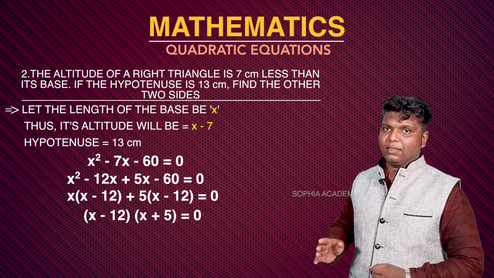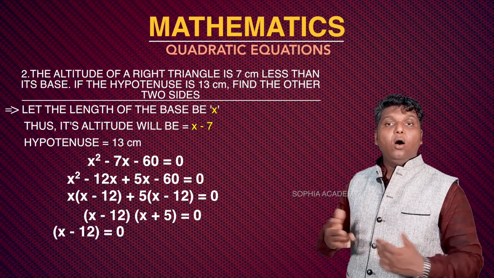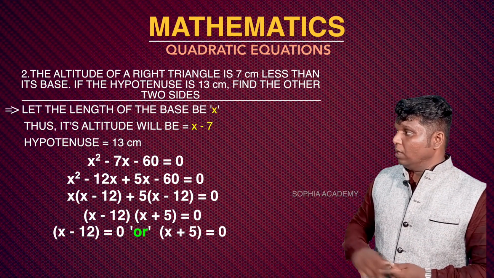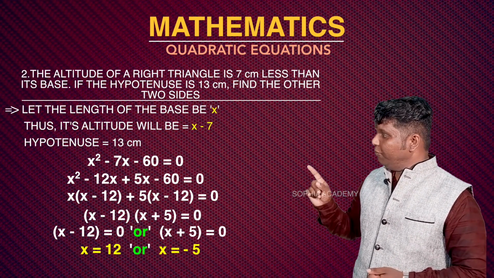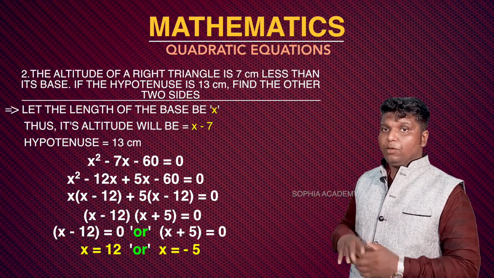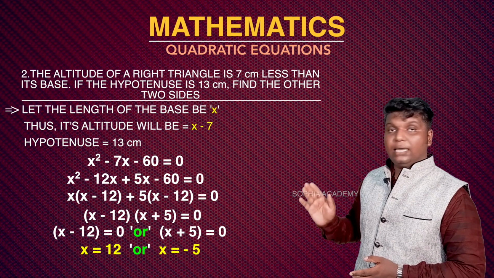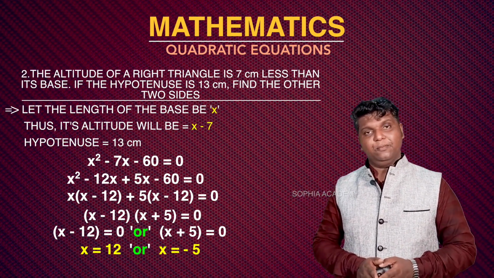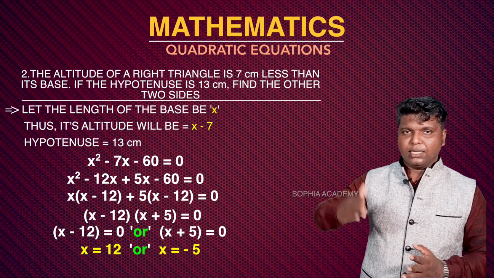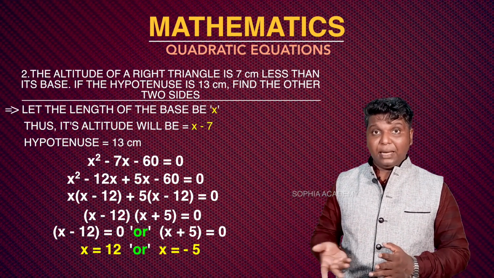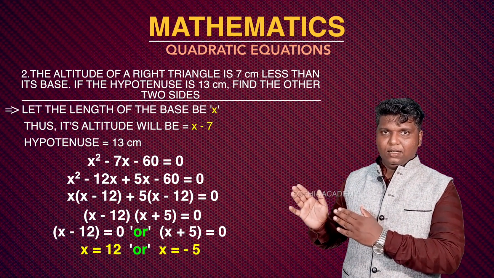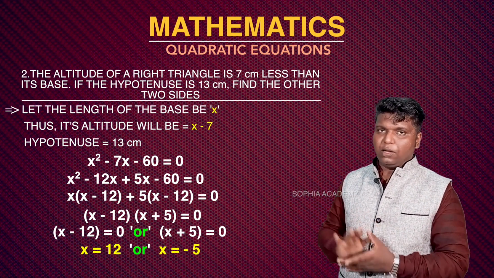That means we will write like this: x minus 12 is equal to 0 or x plus 5 is equal to 0. If x minus 12 is equal to 0, then x is equal to 12. And if x plus 5 is equal to 0, then the value of x will be minus 5. Now you got two values. One is x is equal to 12 and the other value is x is equal to minus 5. Now tell me which one will be the right answer, because anyhow we are going to take the hypotenuse, right? We are going to find the base of this one, because we already assumed that the base is x. So in both of these things you have to choose only one number.